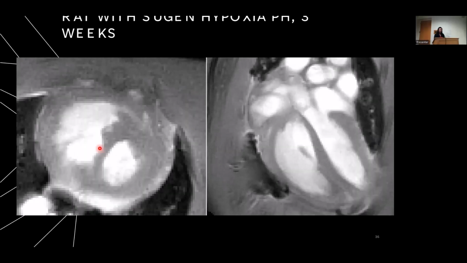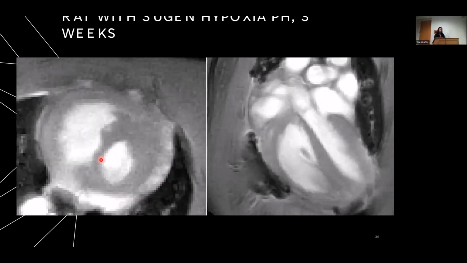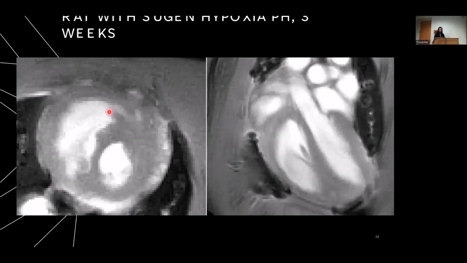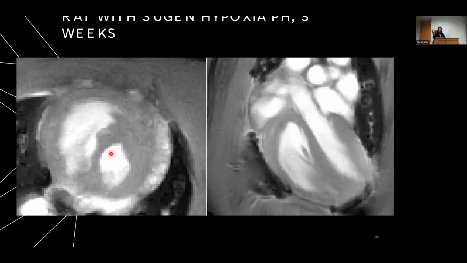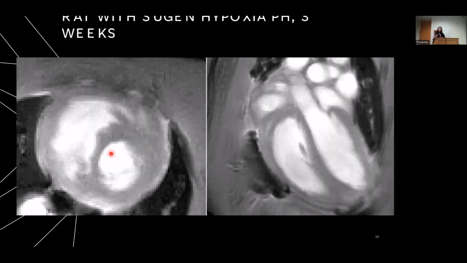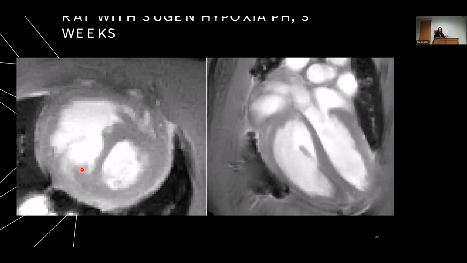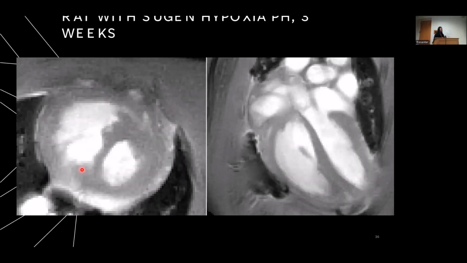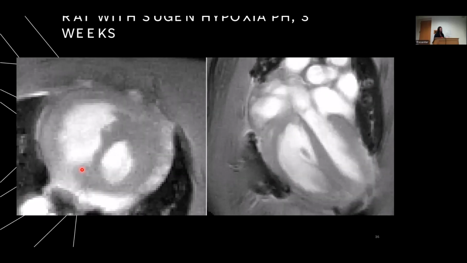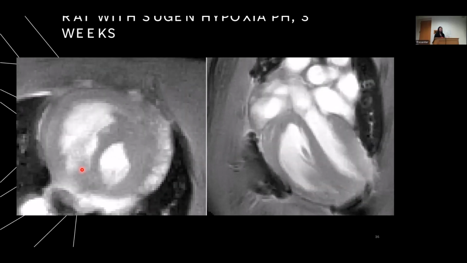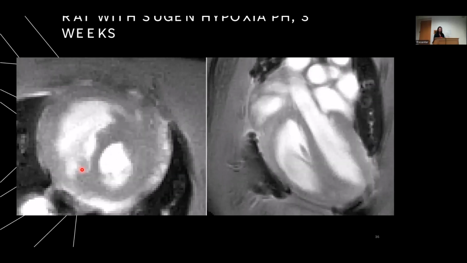And then here we're seeing a little bit of the septal bounce, which is indicative again of right ventricular pressure overload, and that the septum is moving into the left ventricle every time the right ventricle contracts. So if I saw this in a patient, I would definitely be concerned. And these are, again, just rats at 3 weeks of Sugen hypoxia.